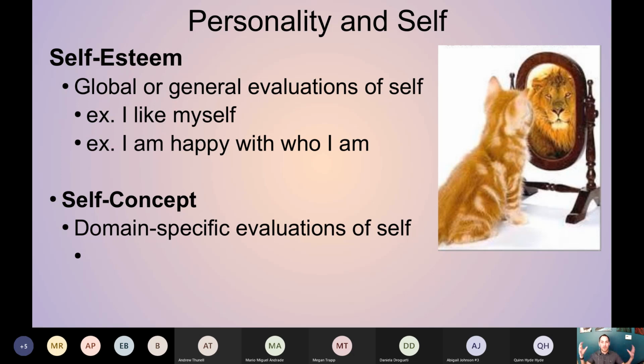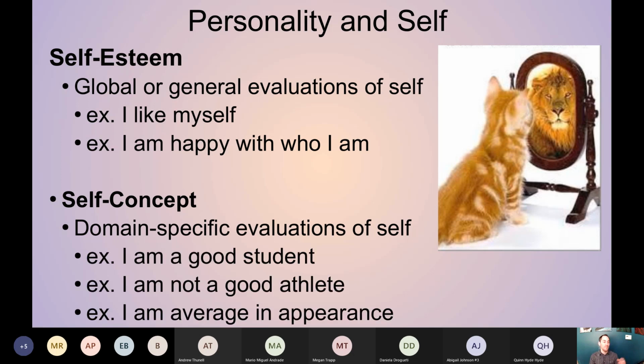So rather than this general "I'm happy with who I am" or "I like myself," it would be something like, "I'm a good student," so I'm good in this specific domain, or "I'm not a good athlete," I'm not good in this specific domain. And so at this time, children are getting a lot better at figuring out and comparing themselves in these different domains to be able to say these things. So they'll be able to have these kind of self-concept descriptions.